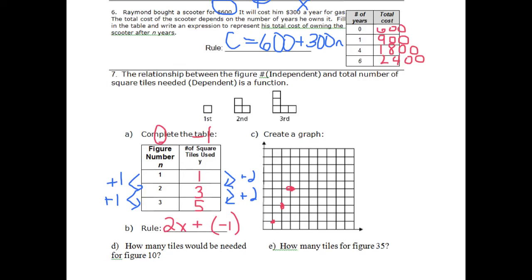Now I want you to pause the video and plug in how many tiles you would need for figure 10. So you're going to plug in, instead of an x, a 10. And then you're going to do the same for 35. So go ahead and check your answers and make sure you got the same ones.